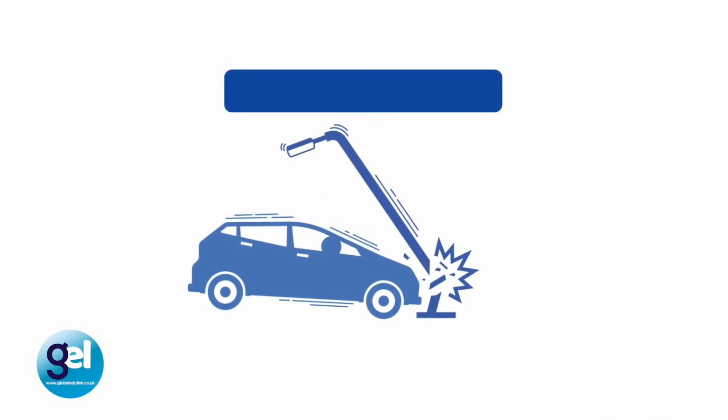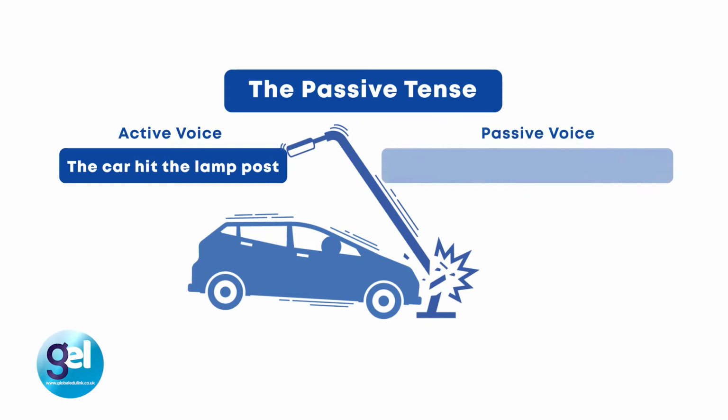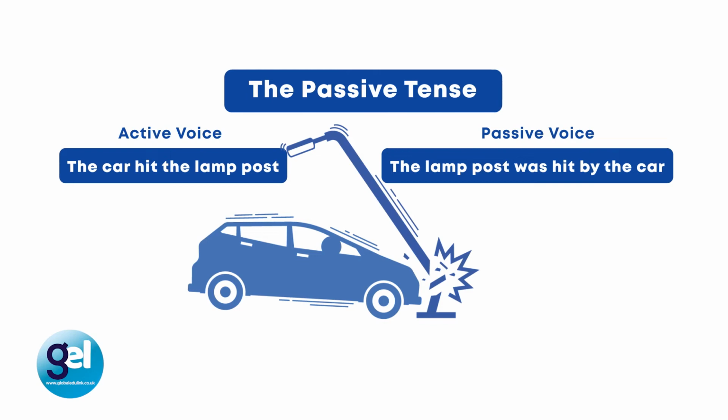Let's look at the passive tense. In an active sentence, the subject of the verb usually does or causes the action. The car hit the lamppost. But in the passive or the passive voice, in this type of sentence, something is done to or happens to the subject of the verb. So the lamppost was hit by the car.